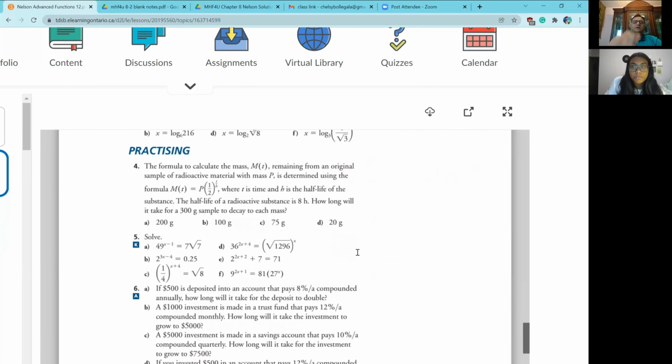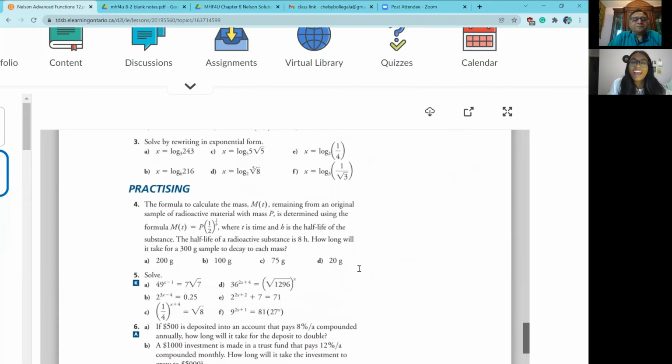Read the question. The formula to calculate the mass m of t remaining from an original sample of radioactive material with mass p is determined using the formula m of t equals p times 1/2 to the power of t over h, where t is time and h is the half-life of the substance. The half-life of a radioactive substance is 8 hours. How long will it take for a 300-gram sample to decay to 200 grams?